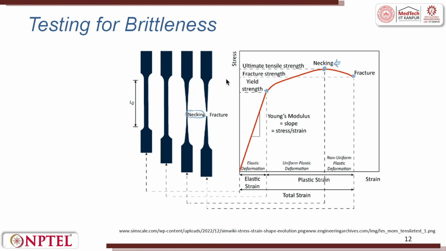In this region, the plastic strain is reduced to a large extent. Here, elastic deformation will happen. Here, uniform plastic deformation will happen, and here it is non-uniform. It can happen immediately, it can even happen here, and the slope can go like this. So, it is non-uniform, and we always plan our work in this region.